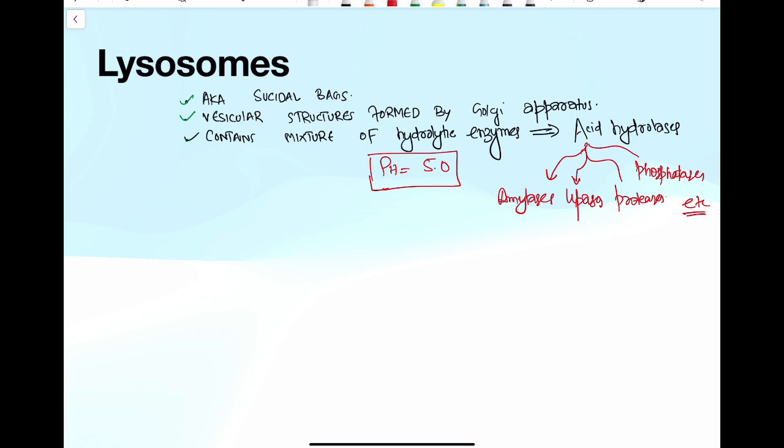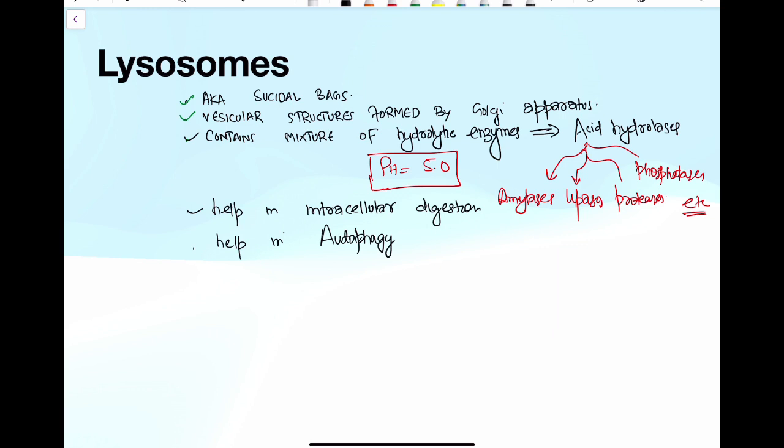Okay. Now, important thing about these lysosomes. What are they useful for? They are useful for intracellular digestion. Normally digestion occurs extracellularly in human beings, in the digestive tract, but if the digestion has to happen inside the cell, the organelle involved is lysosome. Intracellular digestion. They also help in autophagy.